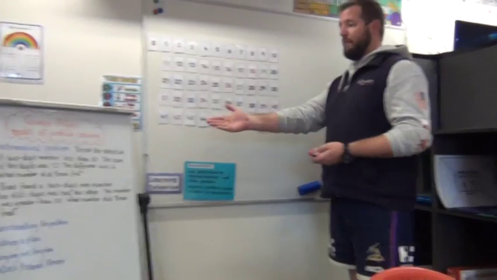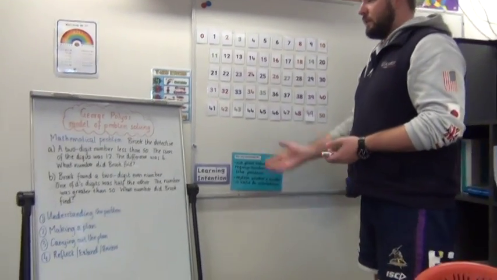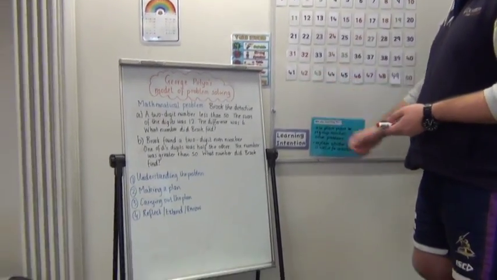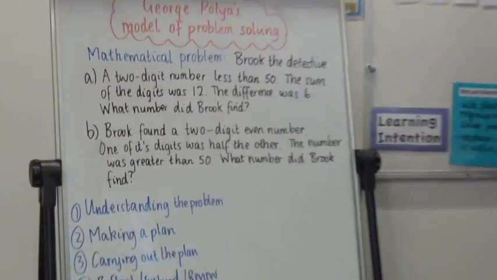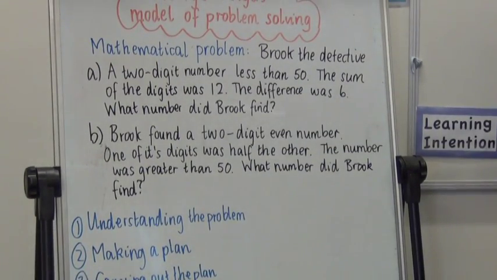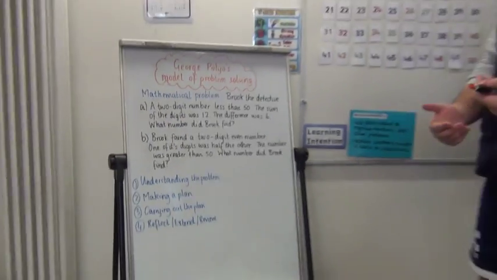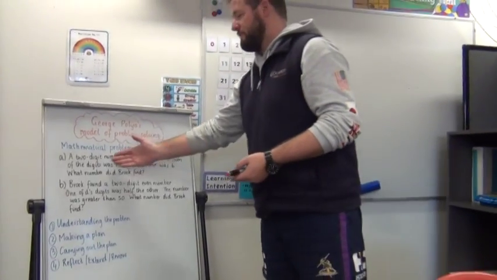So to start with, we're going to look back at the problem. A two-digit number less than 50. The sum of the digits was 12. The difference was 6. What number did Brooke find? You can talk to the students about what a two-digit number is.